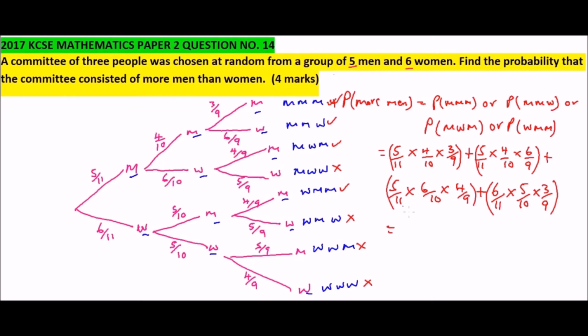So using your calculator, you can compute this, and what you get is 2 over 33, plus the other one will be 4 over 33, and the last one will be 1 over 11. When you add these probabilities, you get 13 over 33. So that is the probability that the committee will have more men than women, and that's how you work that question. I hope you have understood.